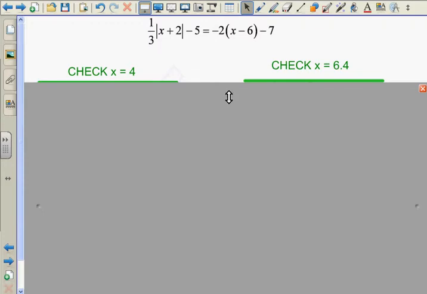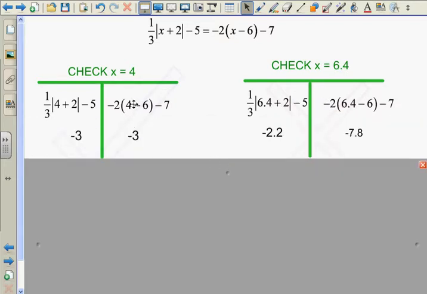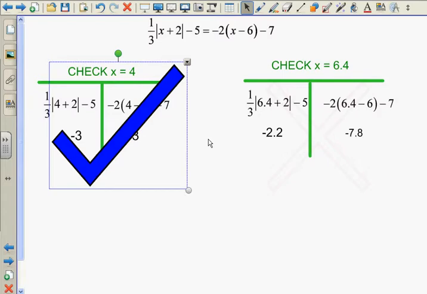So in each of these, all I did was plug in. On this one, 4, I plugged in for x, and I plugged in for x, so that was going in for x here and here. And then I worked that out. And then also I plugged in 6.4 for the x in the absolute value and the x in the linear. So what you can see is when we plug in 4, we get something that works. That's good. That was what was supposed to happen. Remember, x equals 4 was supposed to be our answer.